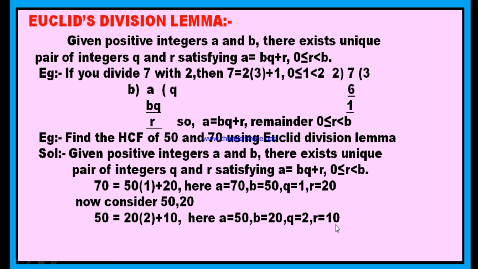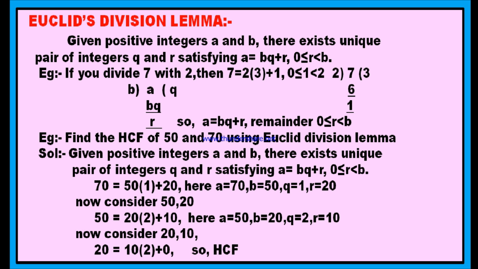Again the remainder is not 0. Since the remainder is not 0, you have to go to the next step where you consider the divisor and the remainder. The divisor is 20 and the remainder is 10. Now consider 20 and 10. If you divide 20 by 10, you can write 20 is equal to 2 times 10 plus 0. Here you get the remainder 0.